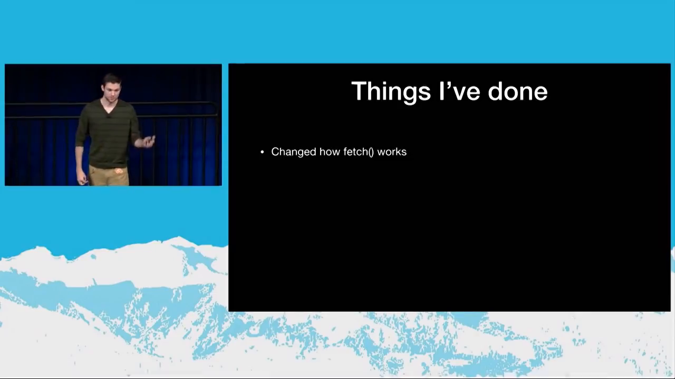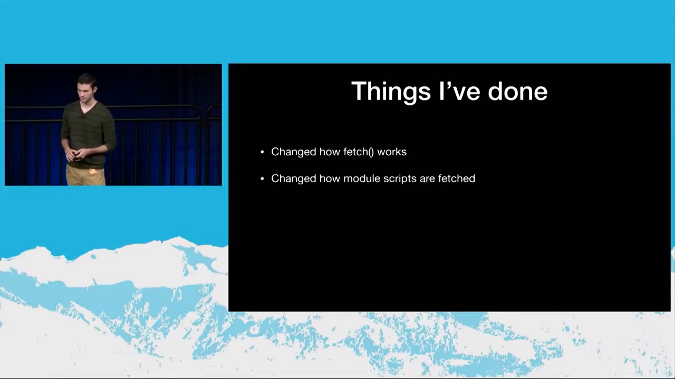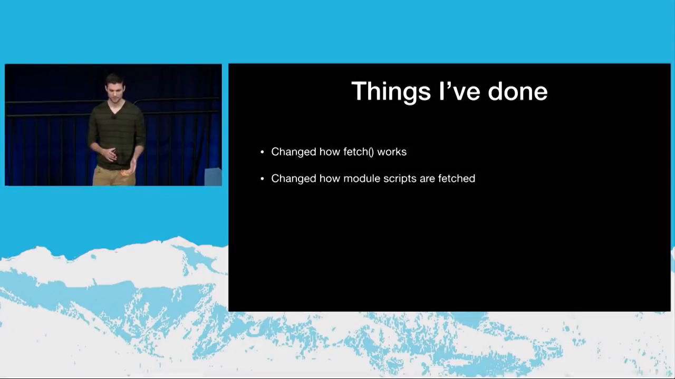Recently, I've changed how Fetch works, the Fetch API. I worked on Chrome to modify when we send credentials when we make a request, stuff like that. It basically did the same for module scripts, and I took part in some of the standardization work for that. So that required, of course, talking to a bunch of the browsers and saying, hey, we're thinking about making this change. It kind of makes sense. What do you guys think? And can I do it?